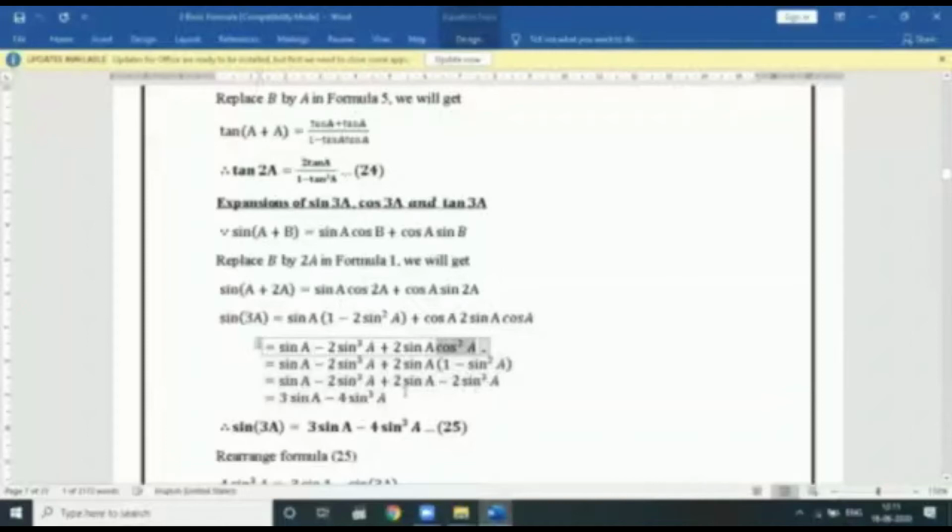So finally, after opening this bracket, sine a minus 2 sine cube a. So sine a and sine a, that is 3 sine a, and minus 2 sine cube and minus 2 sine cube, that is minus 4 sine cube a. So this is the formula of sine 3a. Rearrange this formula and find the value of sine cube a.